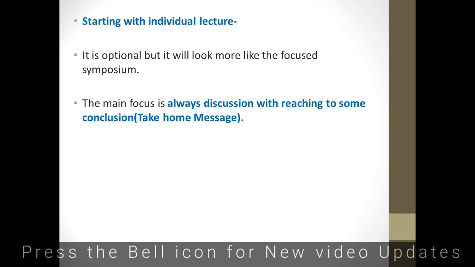Now, starting with individual lectures is of course optional, but if it goes in this way, it will look more like a focused symposium, so better it can be avoided. And one point which has to be remembered by everybody in the panel discussion is that the main focus is always a discussion on a particular topic, and after the discussion, reaching some conclusion which can be utilized as a take-home message for all the people.